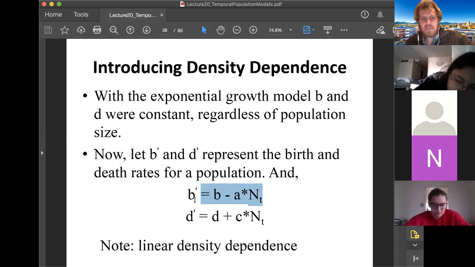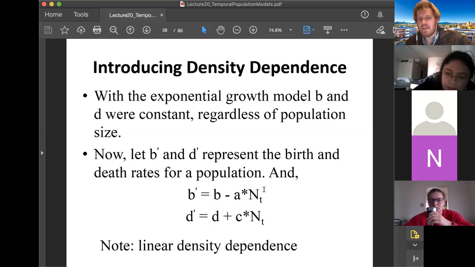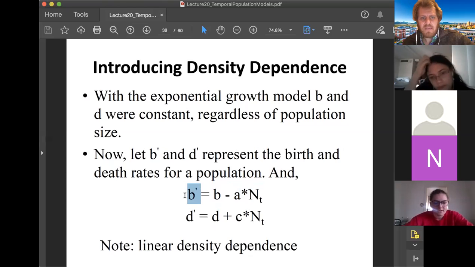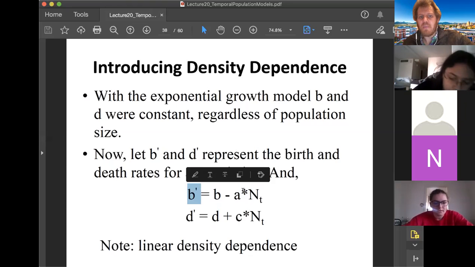So we're using the same deterministic model we had when we used simple linear regression, where we have a slope, an intercept, B and D. And then we also have the equation of a line where we have our slopes A and C, and then our covariate is the population size. So nothing new here, it's just we're applying it to a new situation. And we have our birth rate, B prime, which is going to depend on the population size, and our death rate here, which also depends on the population size.